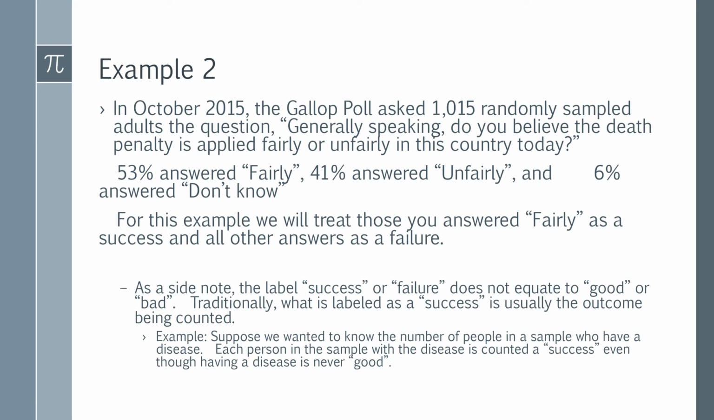Now, as a side note, the label success or failure does not equate to good or bad. Traditionally, what's labeled as a success is usually the outcome being counted. For example, suppose we wanted to know the number of people in a sample who have a disease. Well, each person in the sample with the disease is counted a success, even though I think we would all agree, having a disease is never good. So don't think that success failure is the equivalent of good and bad or positive and negative. That's not what it means. You're just labeling success to whatever outcome it is that you're counting.